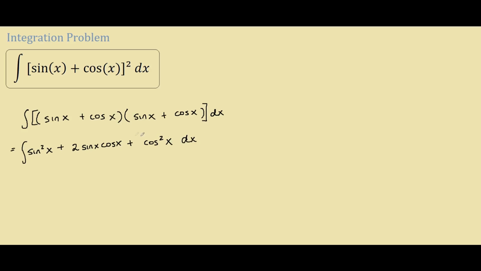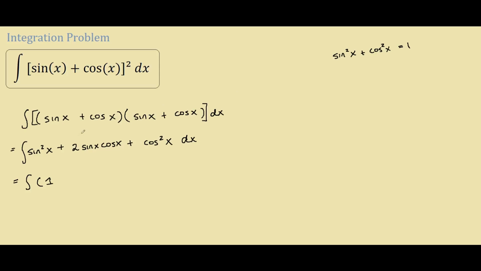Okay, so this is where you need to know your trig identities. We know that sine squared plus cosine squared is just 1. So that's our first trig identity. You should be able to find this if you have a list of all your identities in front of you.